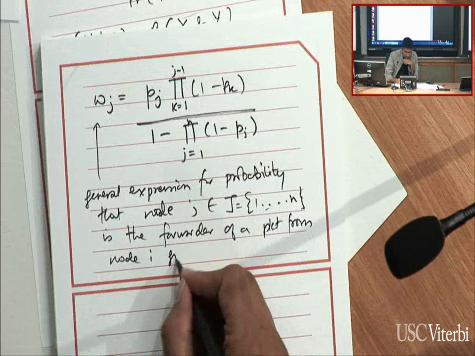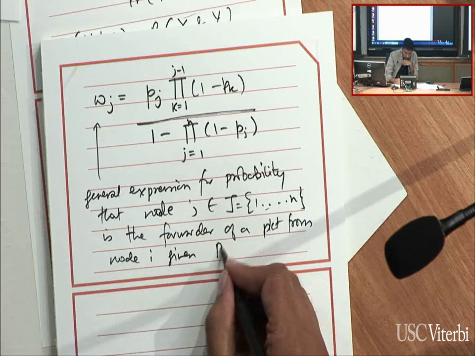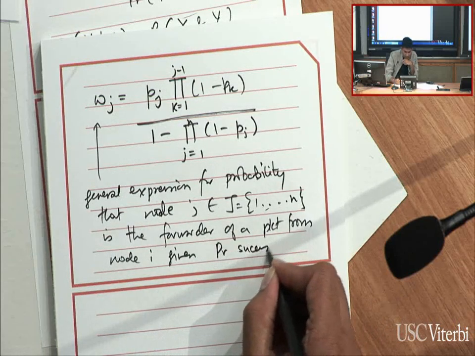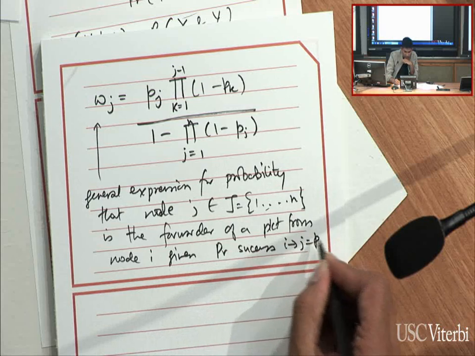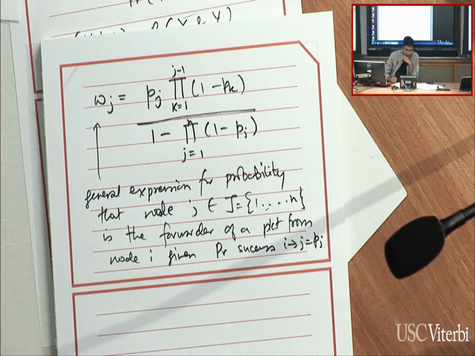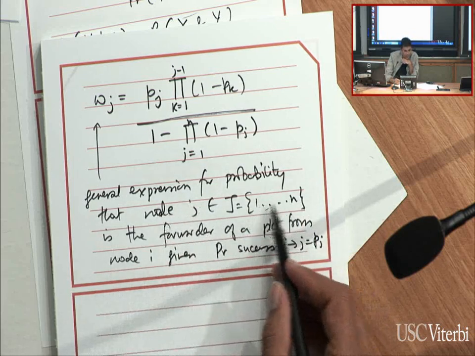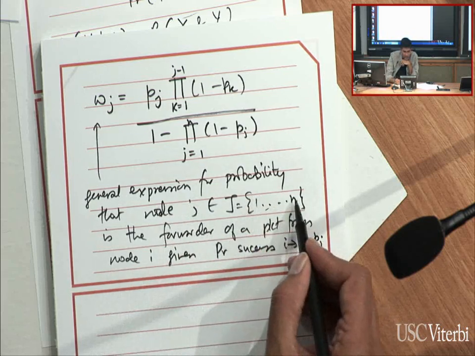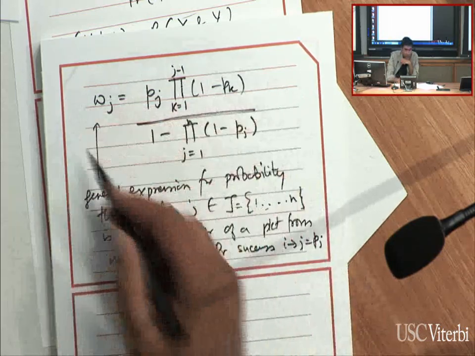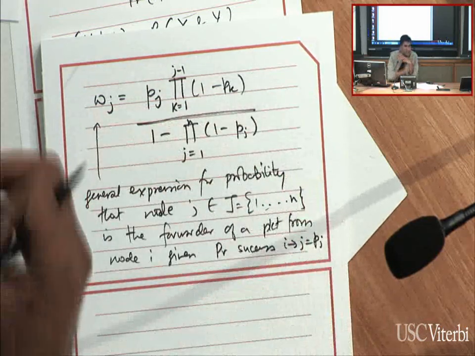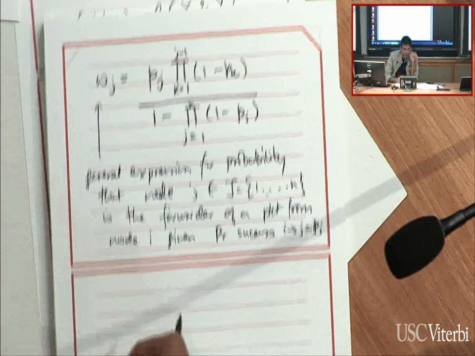Okay? Given probability of success from i to j equals p_j. So if that's how we define our success probabilities, we're given a set with this priority ordering, where this is the highest priority and that's the lowest priority. This general expression tells us the probability that the jth node in your forwarding set will be the forwarder.